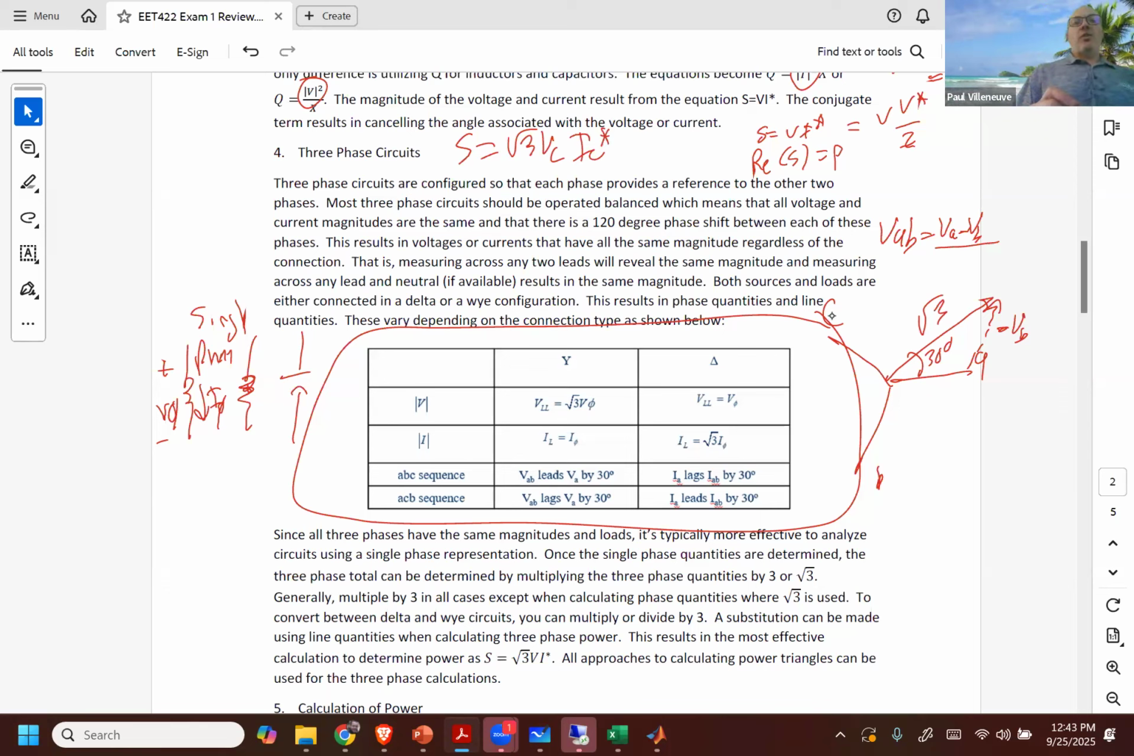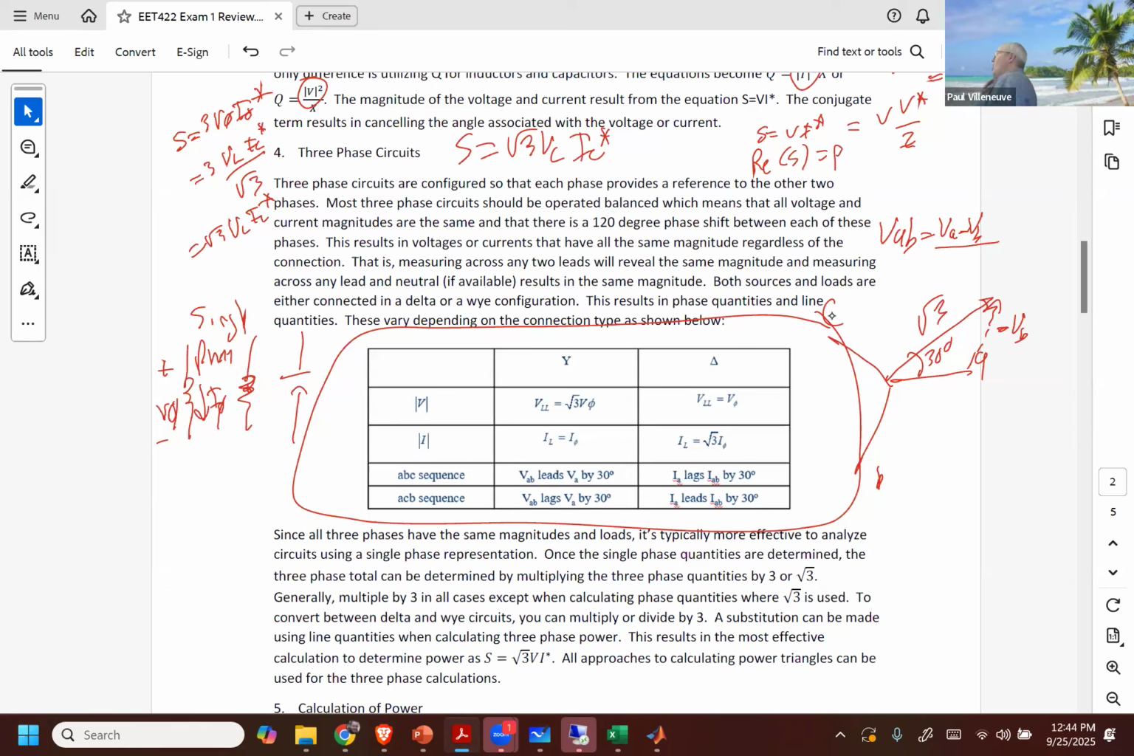But that equation only exists for convenience. The actual base equation is here. But we know V line or I line are going to be off by the square root of 3. So one of these is going to be divided by the square root of 3, right? To go to V phase. And as a result, I get the square root of 3 there. So the actual base equation to go from single phase power to three phase power is to multiply by 3, not square root of 3.